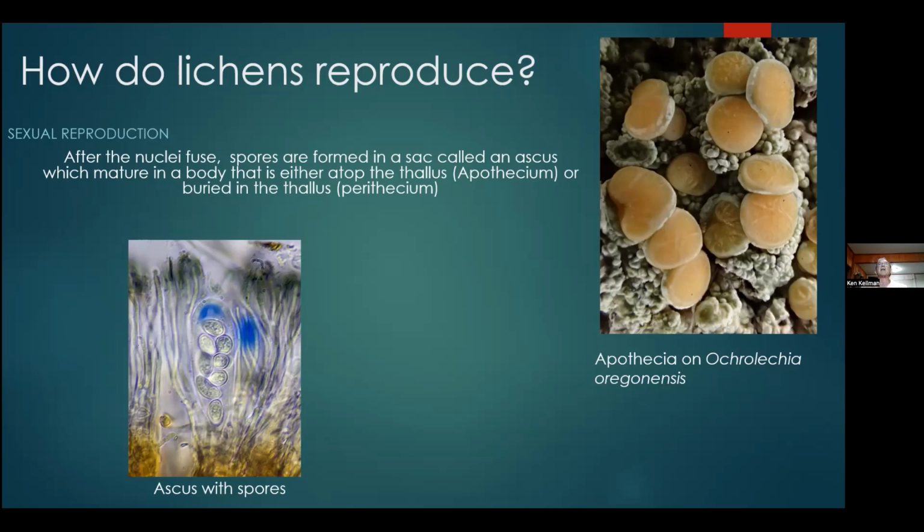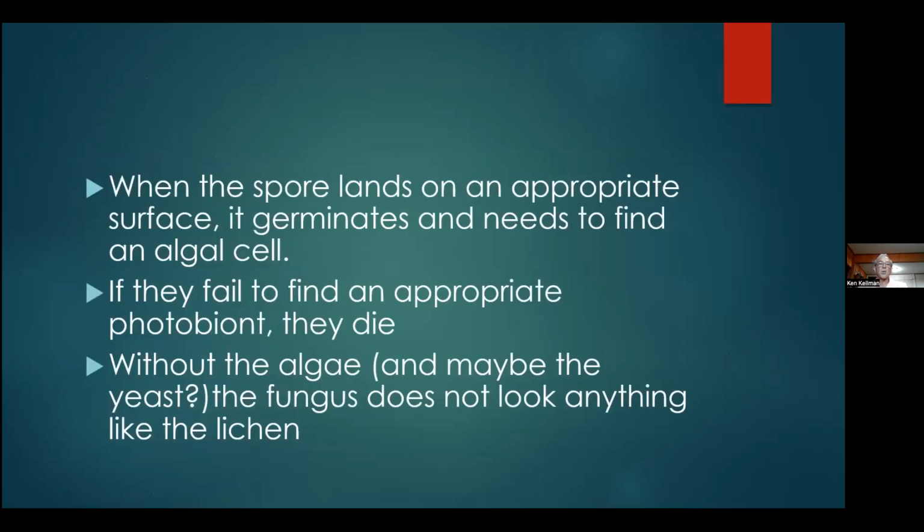The vast majority of mushrooms are basidiomycetes. The vast majority of lichens are ascomycetes and have their spores created in an ascus. So when that spore is released from the ascus and lands on an appropriate surface, it can be carried by an animal or the wind.